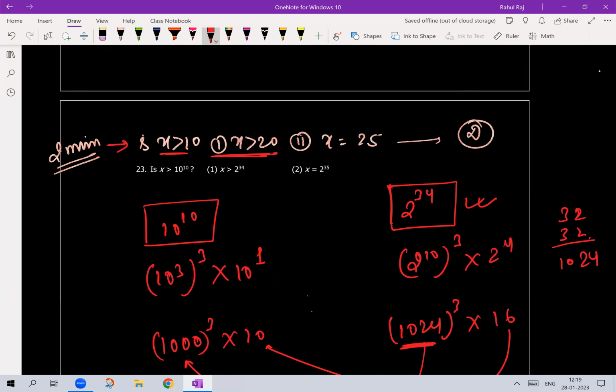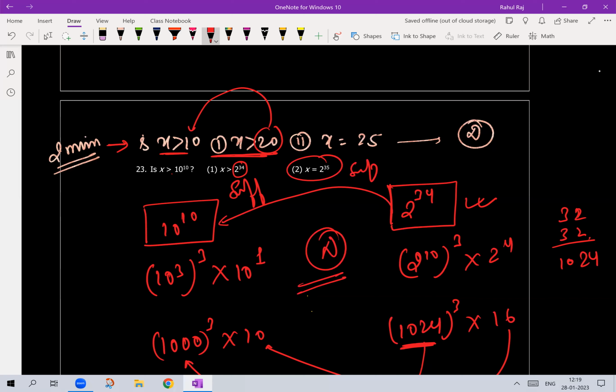And the moment you understand 2 to the power 34 is greater than 10 to the power 10, it is straight away sufficient. Imagine, is x greater than 10? Option number 1 says x is greater than 20. Why do you say option number 1 is straight away sufficient? Because you know 20 as a number is greater than 10. Any number which is greater than 20 will surely be greater than 10. So here 2 to the power 34 as a number is greater than 10 to the power 10. So any number that is greater than 2 to the power 34 will surely be greater than 10 to the power 10. So option number 1 is sufficient. Option number 2 is by default sufficient. So D is the answer.